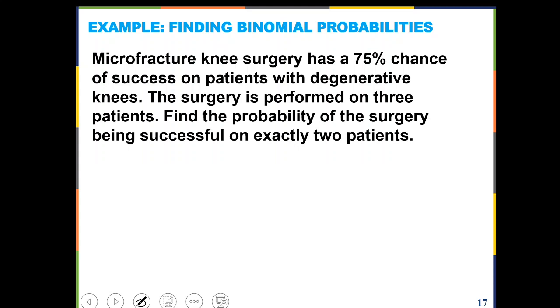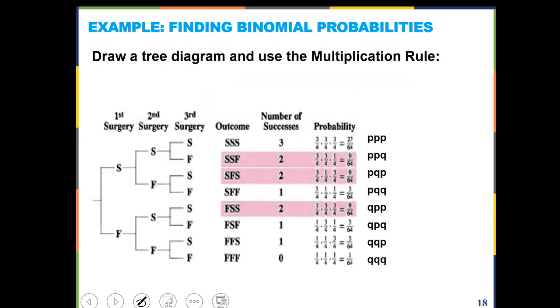So here there's a knee surgery that has a 75% chance of success, and the surgery is performed on 3 patients. Find the probability of the surgery being successful on exactly 2 patients. Now, first of all, here in this example, I'm going to do it.